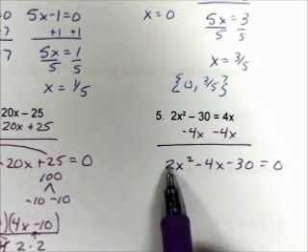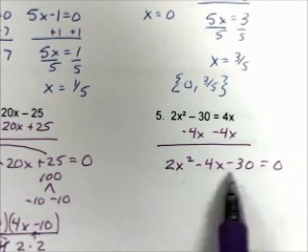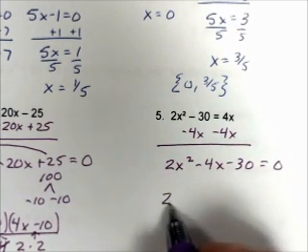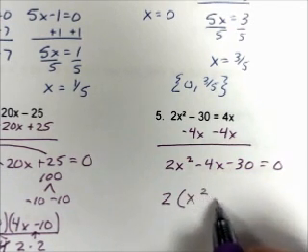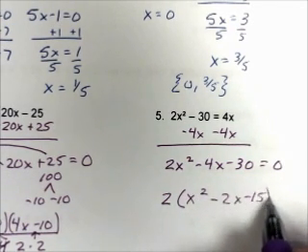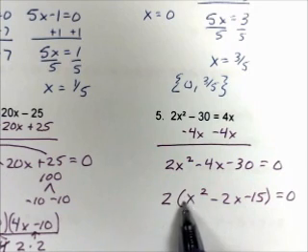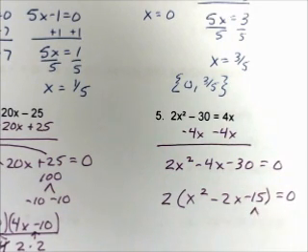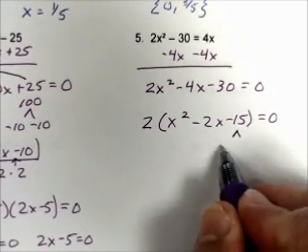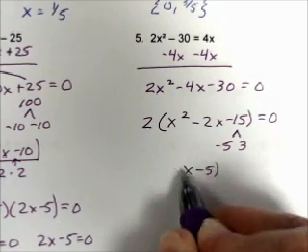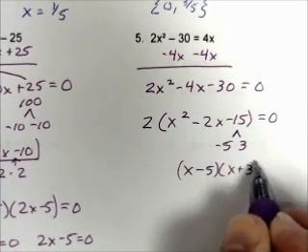I was about to go and multiply 2 times -30, but caught myself. There's a GCF here of 2. So we factor out the GCF 2, x squared minus 2x minus 15 equals 0. We look at our trinomial in parentheses. Now the lead coefficient is 1, so are there factors of -15 that add to -2? -5 and +3. So that's x minus 5 times x plus 3.